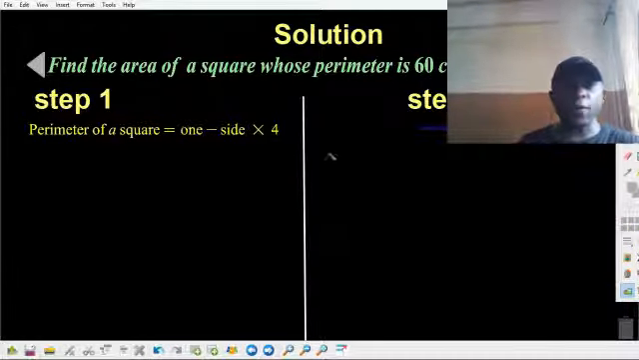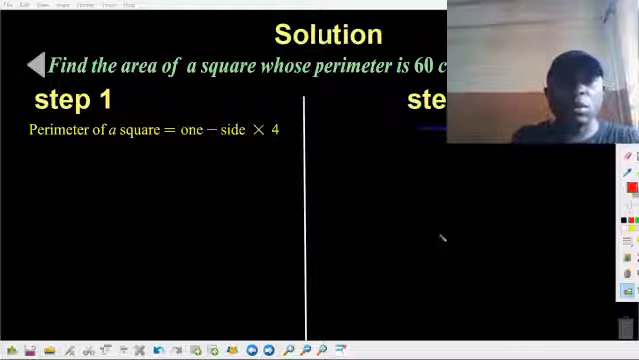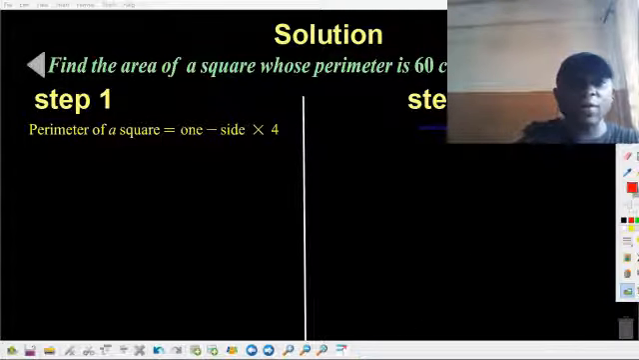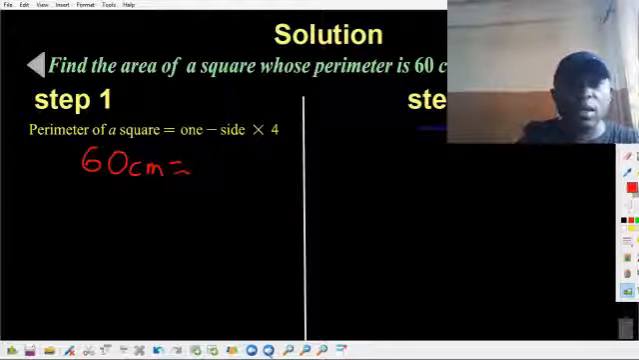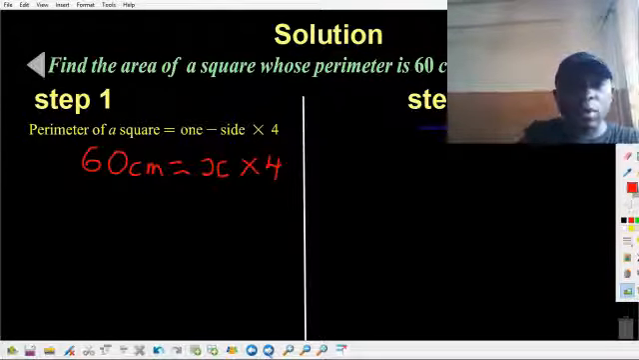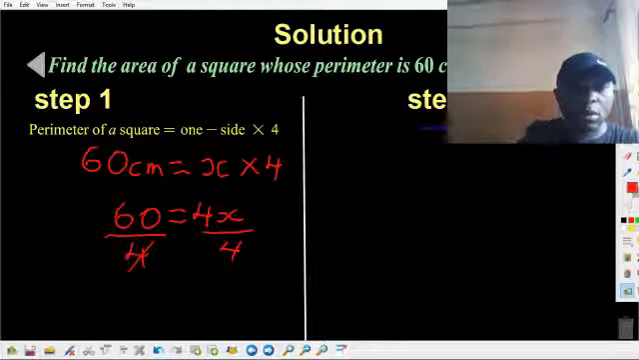Now perimeter of the square is equal to one side times 4, and the perimeter has been given to us as 60 centimeters. Since we are looking for one side, let that one side be x. x times 4 will give me 4x. So 60 is equal to 4x. Divide both sides by 4. 4 will cancel 4, you have x.